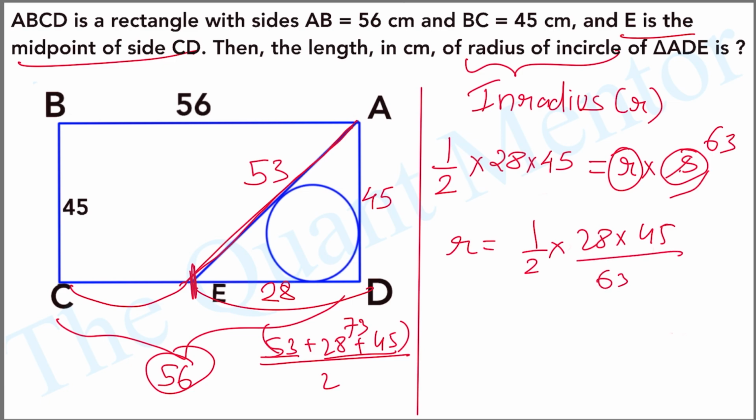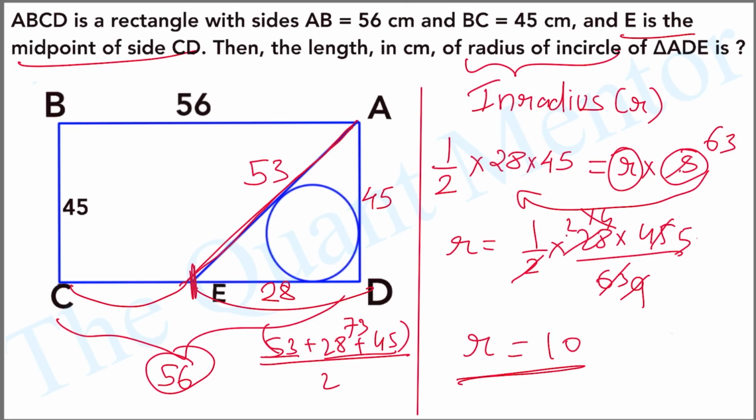You bring 63 on the left hand side below. So 2 and 14 get cancelled out. 7 2s are 14 and 7 9s are 63, and 9 5s are 45. So r will be 2 into 5, which is 10. The inradius required in this question is 10 centimeters. The answer to our question.